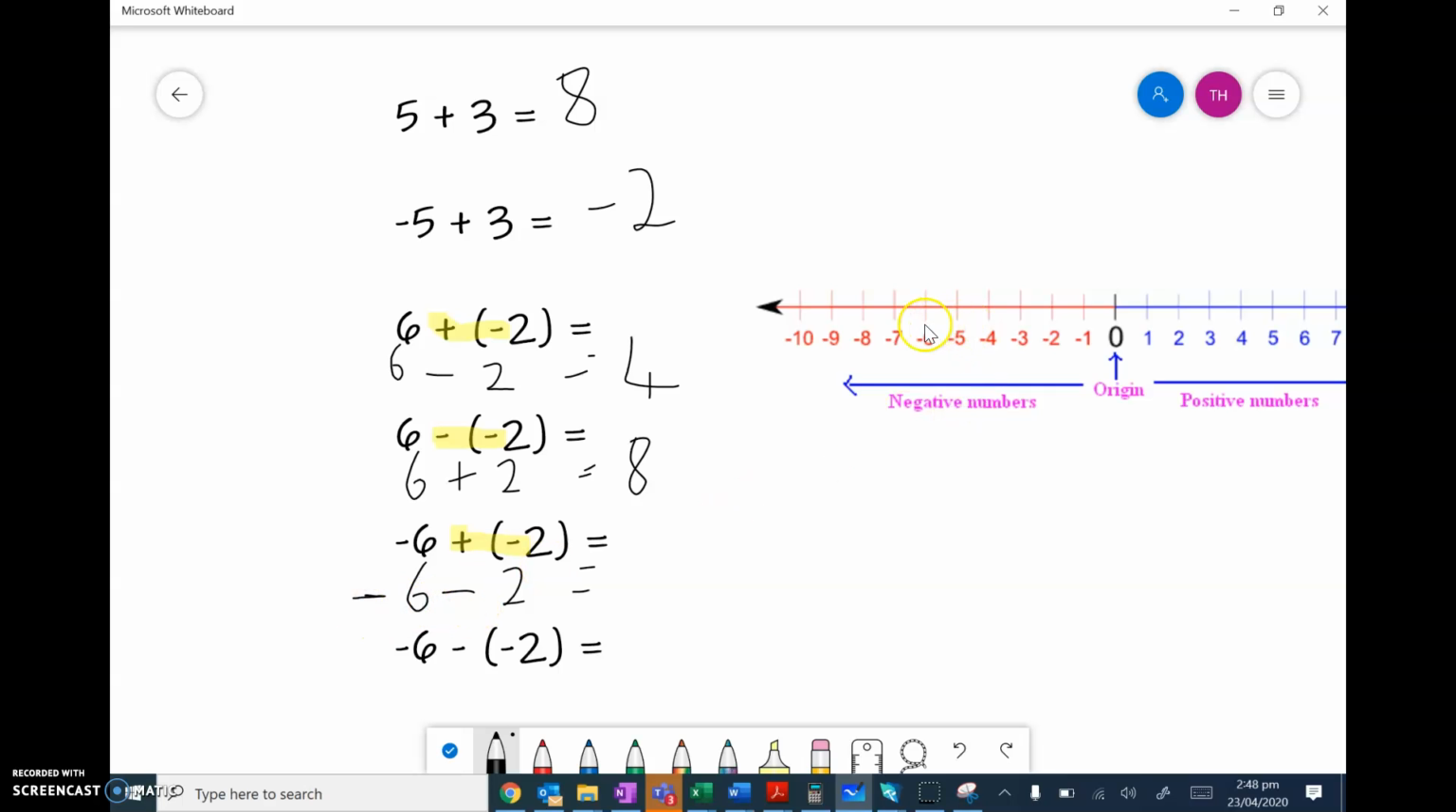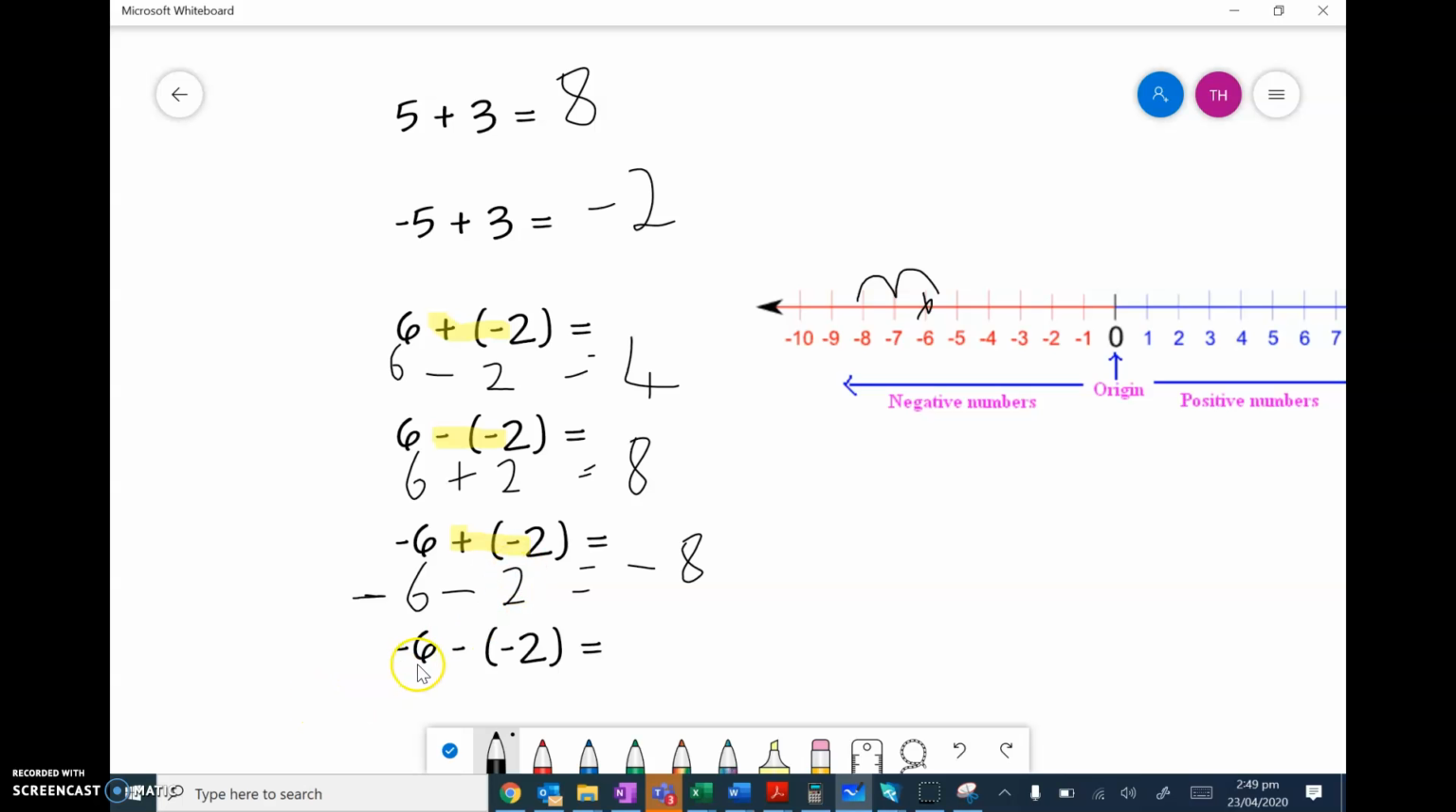So negative 6 minus 2. I start at negative 6 and I've got to go down by 2. Remember, this is now my starting point. The negative 6 is my starting point. The minus means I'm going down by 2. So 1, 2. My answer is negative 8.